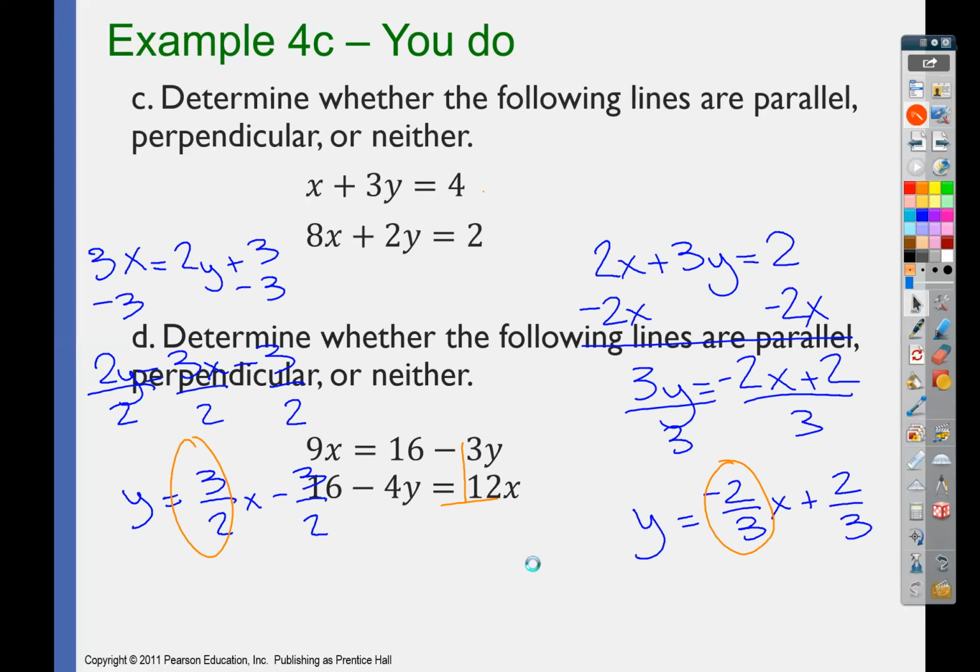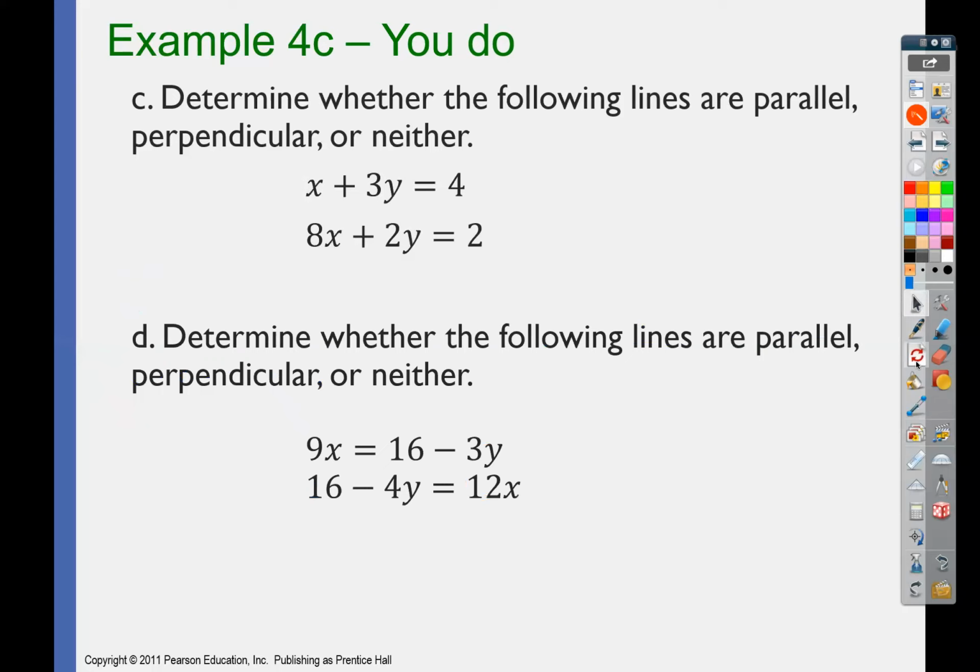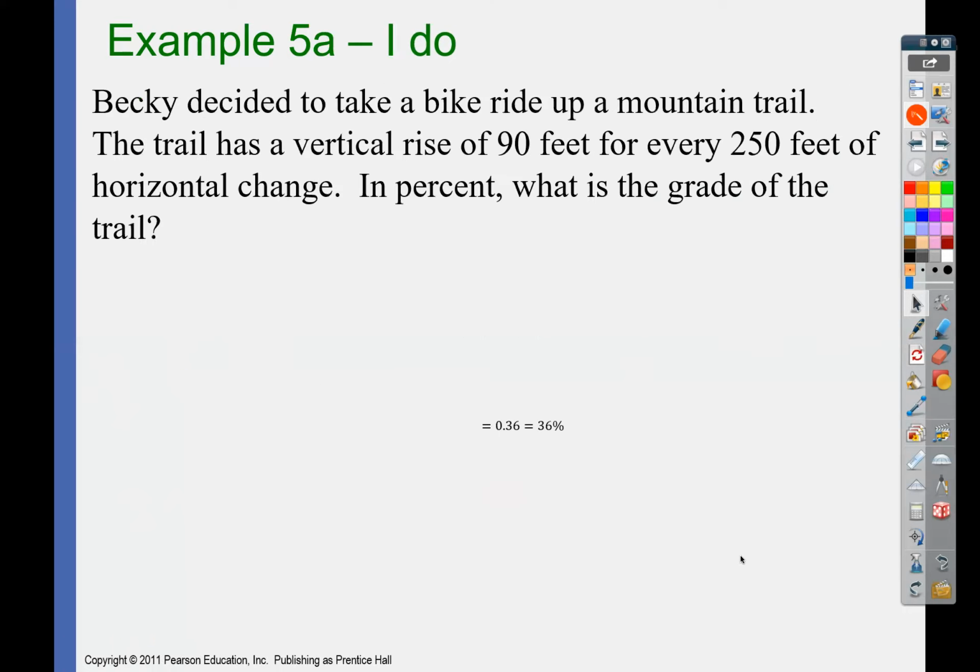All right. And now this one is for you to do. So go ahead and pause the video. And you should have gotten that C is neither parallel nor perpendicular, and then D is parallel. All right, number 5.